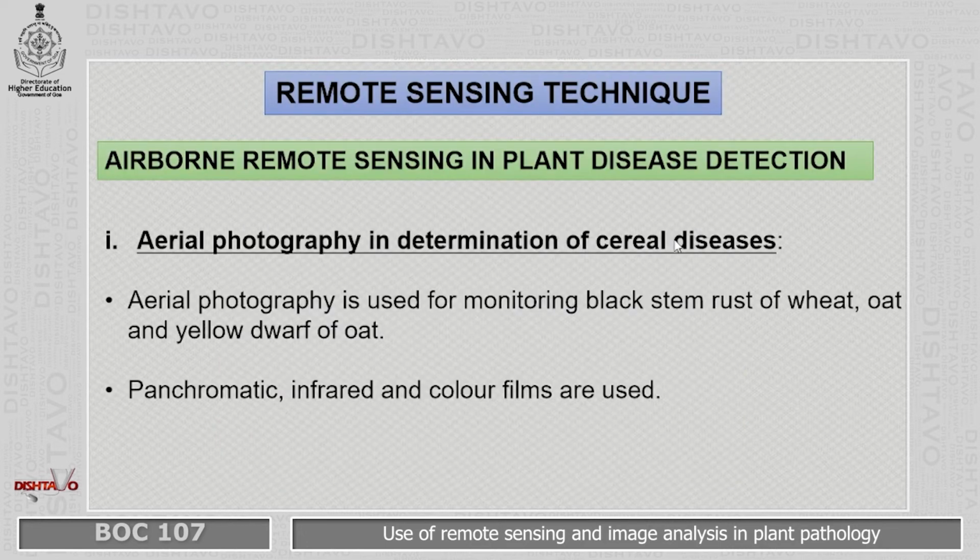Remote sensing techniques, there are quite a few techniques, of which we will discuss just two. The first one being airborne remote sensing in plant disease detection. Under that, we have aerial photography in determination of cereal disease. Aerial photography is used for monitoring black stem rust of wheat, oat, and yellow dwarf of oat. Panchromatic, infrared, and color films are used in this technique.